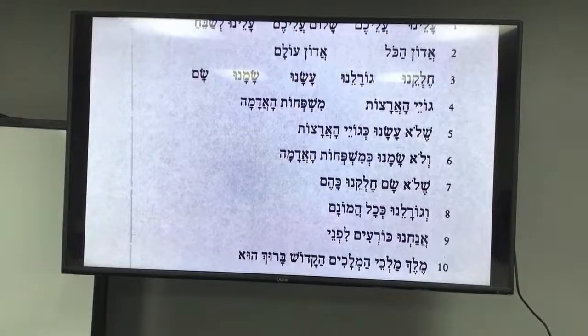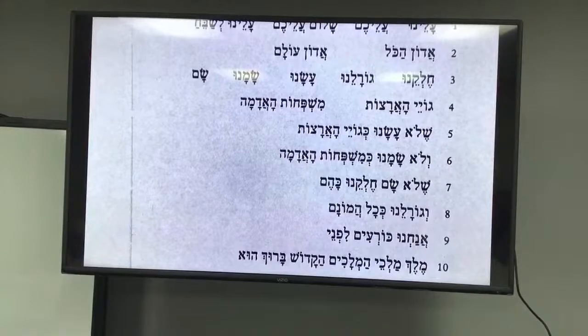Line 3. Helkenu. Goralenu. Asanu. Samanu. Sam. Again, line 3. Helkenu. Goralenu. Asanu. Samanu. Sam. Excellent.